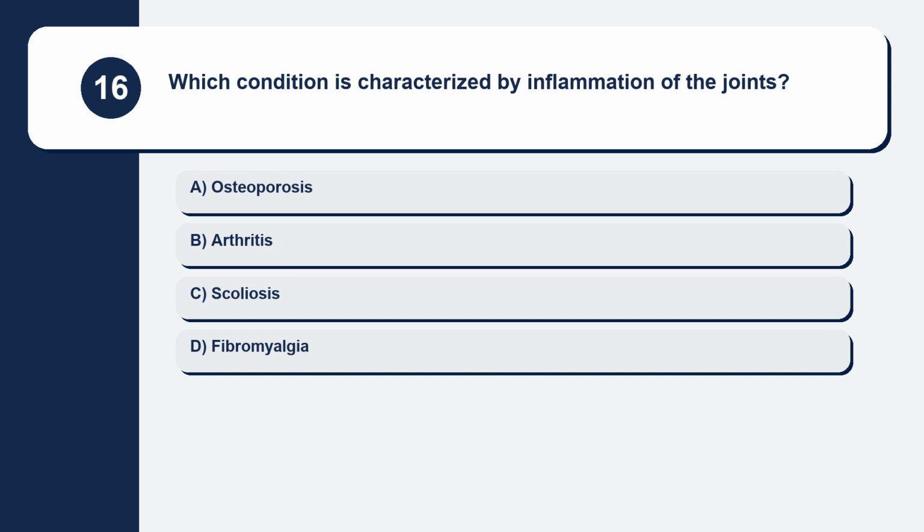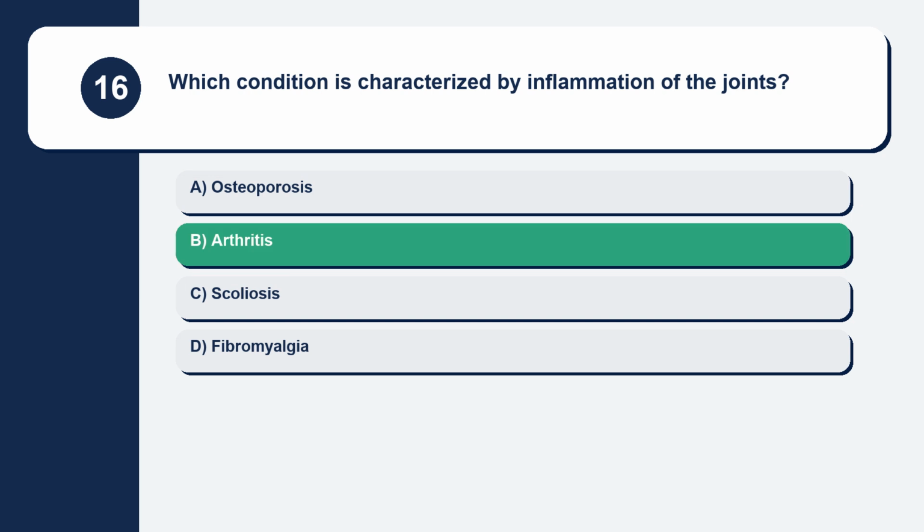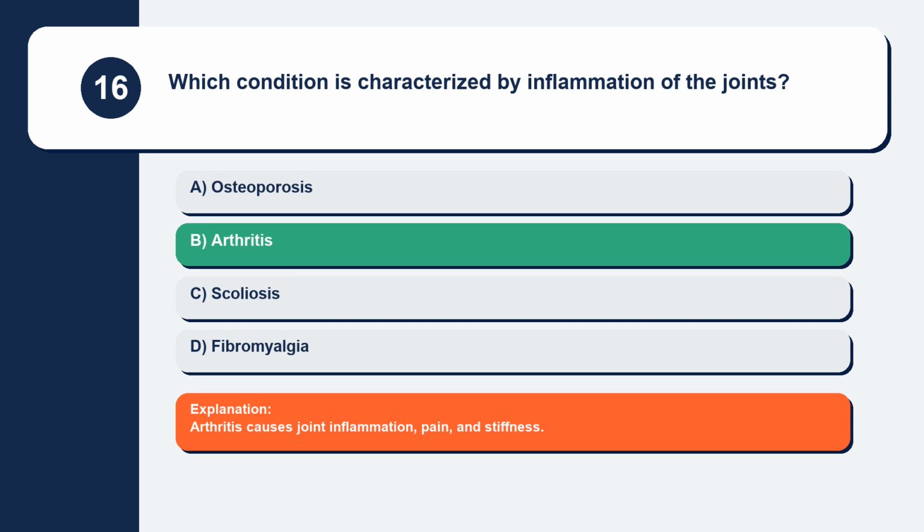Question 16. Which condition is characterized by inflammation of the joints? Osteoporosis. Arthritis. Scoliosis. Fibromyalgia. Arthritis causes joint inflammation, pain, and stiffness.